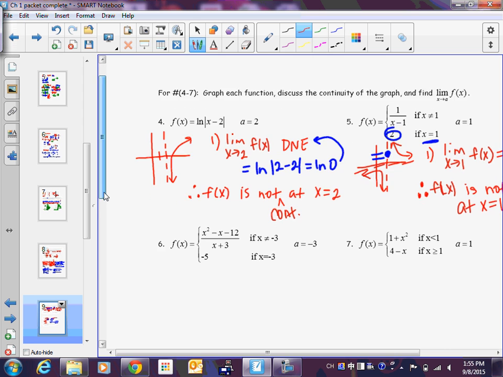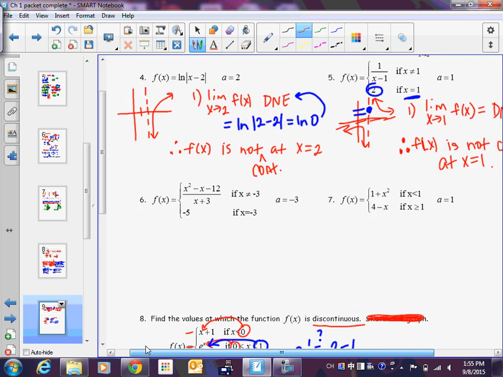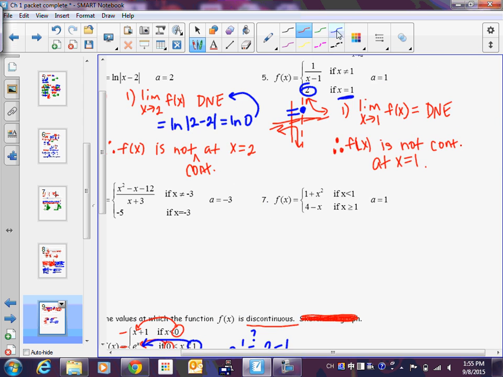So I want you to skip to number 7. On the next page. And so again, we're going to start with the first thing, which is the left-sided limit and the right-sided limit. Okay, which of these two pieces are we going to use for the left-sided limit?